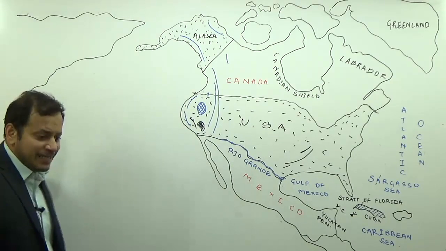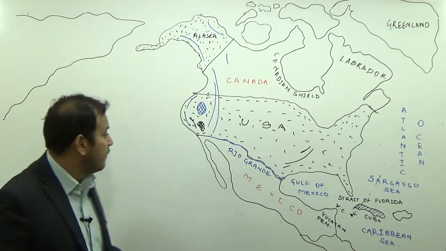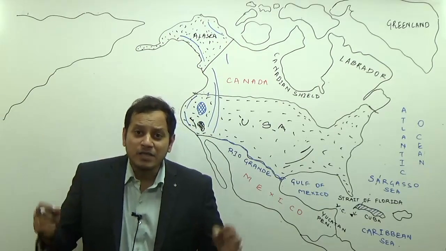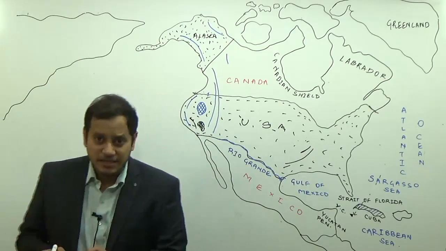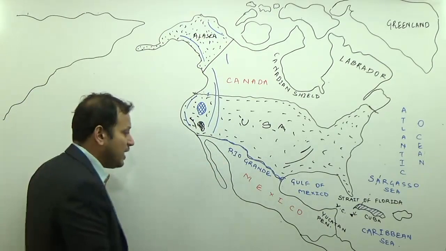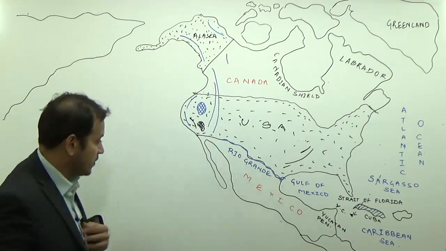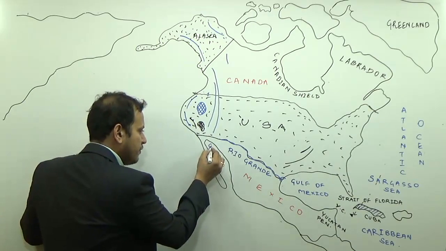Now coming to USA, what is this part known as? This is known as a Gulf. A Gulf is a water body which is surrounded by land on three sides. So a water body in between here which is surrounded by land on three sides is known as the Gulf of California.